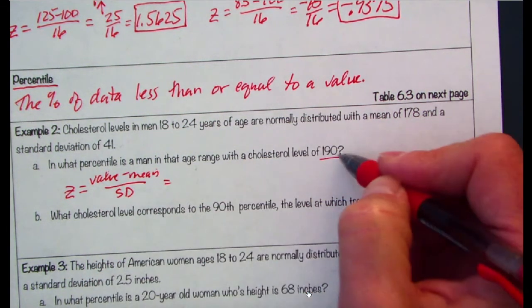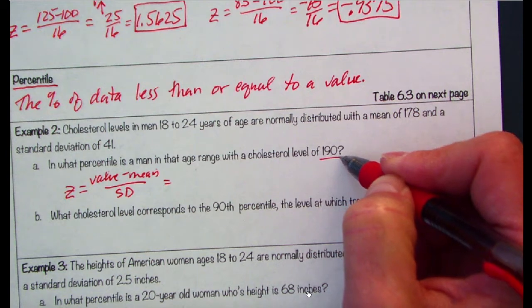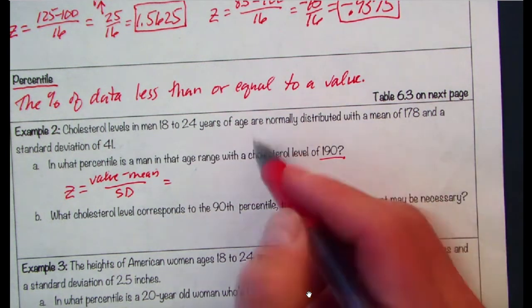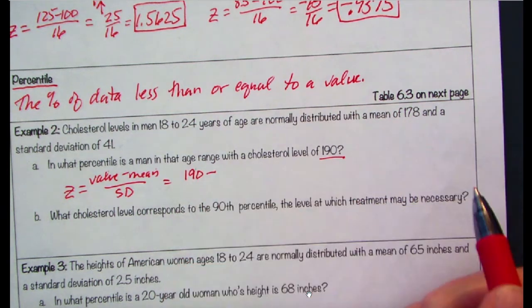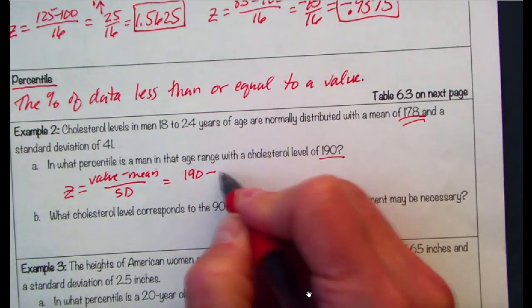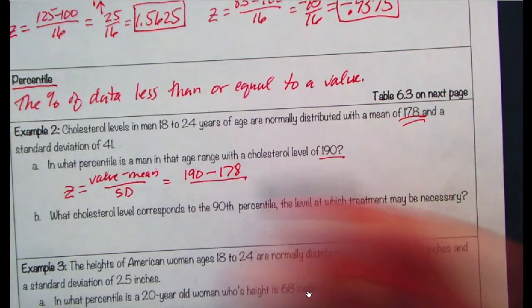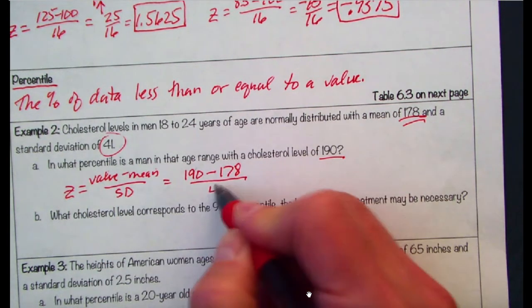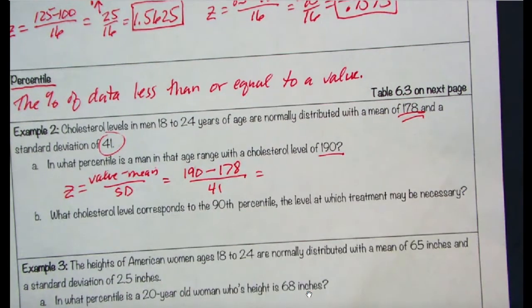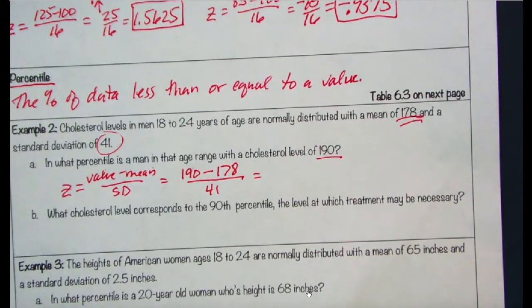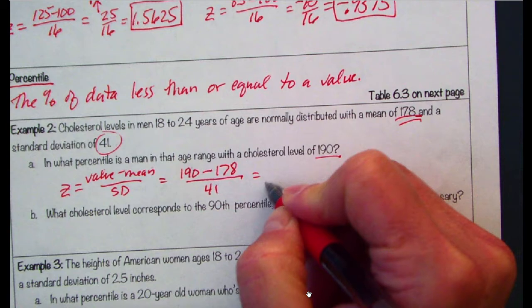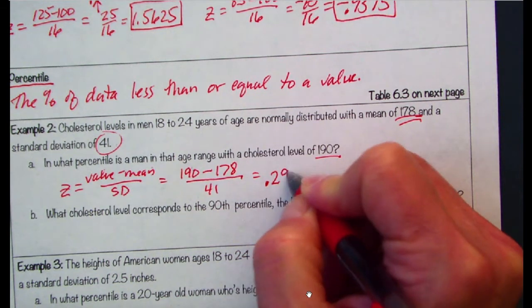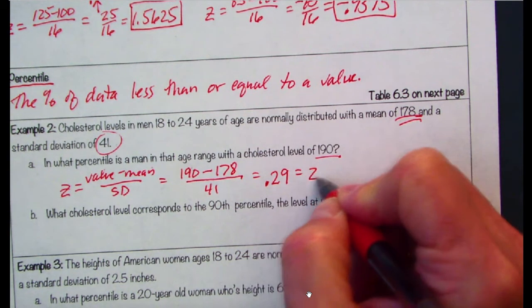So the value is the cholesterol of the man. So that value is 190. The mean up here was 178, and the standard deviation was 41. That is how we're going to calculate the z-score. If you have even a four-function calculator and do that, you'll find out that you're not very far above average. You're only about 0.29. And remember, that's a z-score.